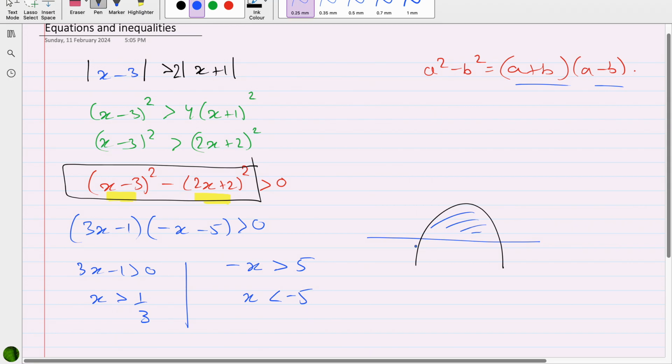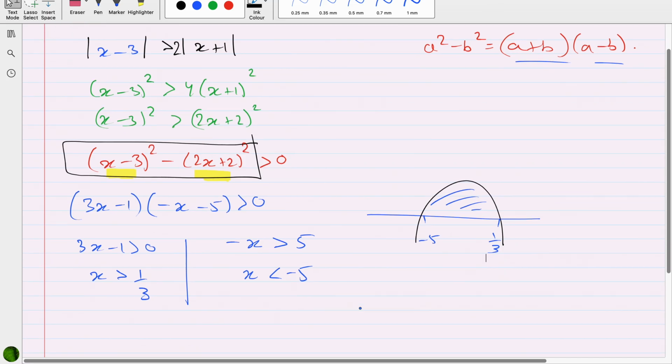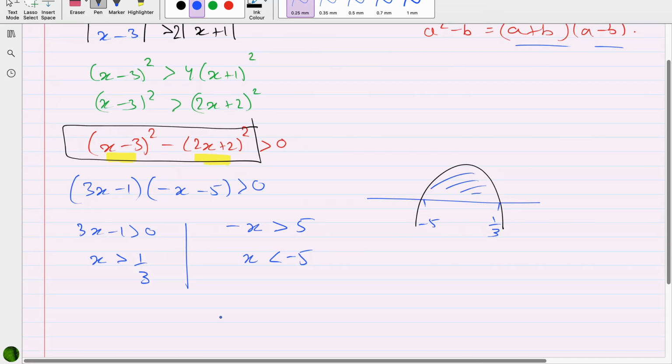If this is my final answer, one of my numbers is minus 5, the other is 1 by 3. So it should be a connected answer, written as x is less than 1 by 3 and more than minus 5. Here the question completes.